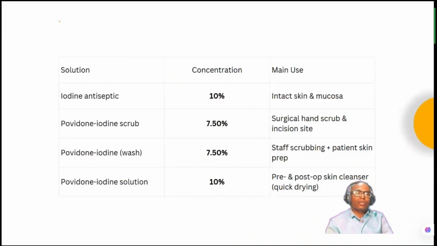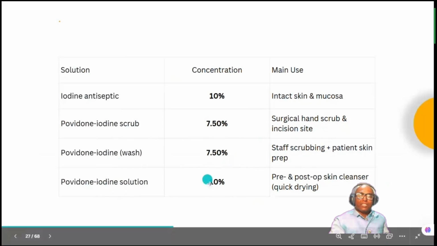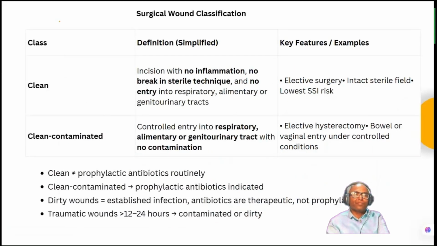Remember, iodine antiseptic 10% for intact mucosa and skin. Povidone iodine scrub 7.5% for surgical hand scrub and incision site. Povidone wash 7.5% for staff scrubbing and patient skin preparation. Povidone iodine solution 10% for preoperative and postoperative skin cleanser.